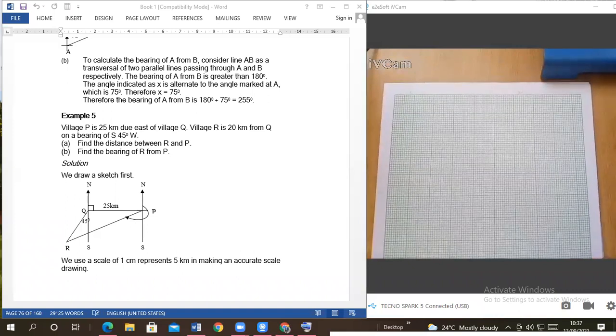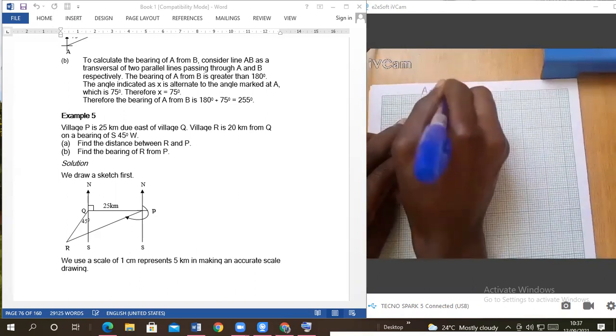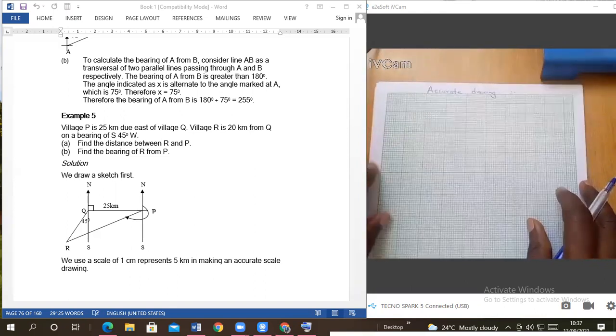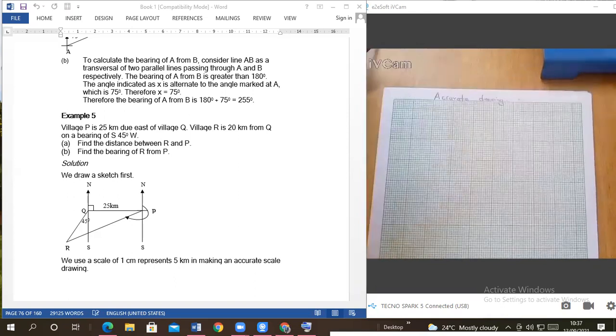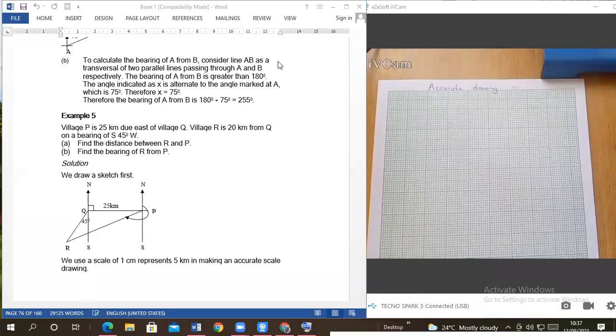Members, do you have that? Then we come and write here, accurate. Accurate what? Accurate drawing. Members, are we ready? We start. Members, should we start? Do you have everything now? Yes, my dear student. Do you have everything now?